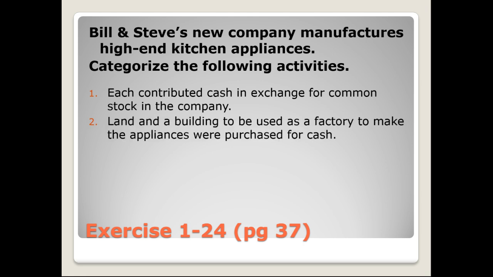In the second event, land in a building to be used as a factory to make the appliances were purchased for cash. So they bought some assets. What kind of activity is this?